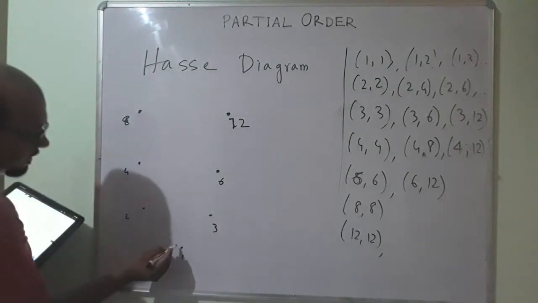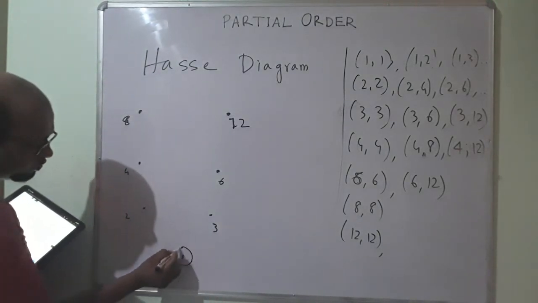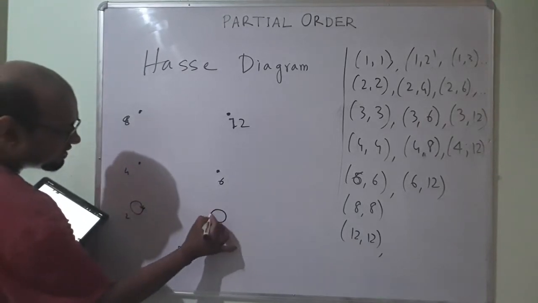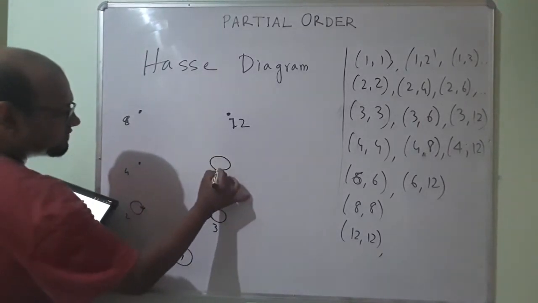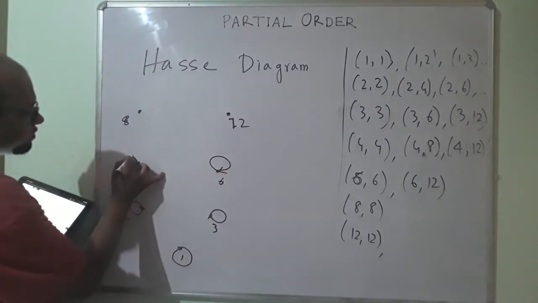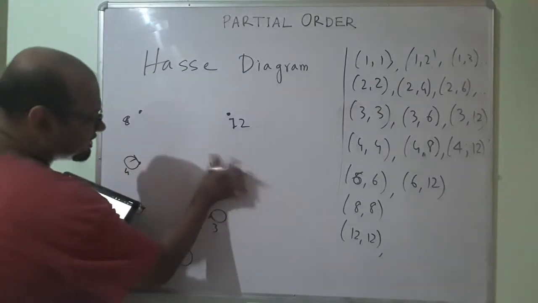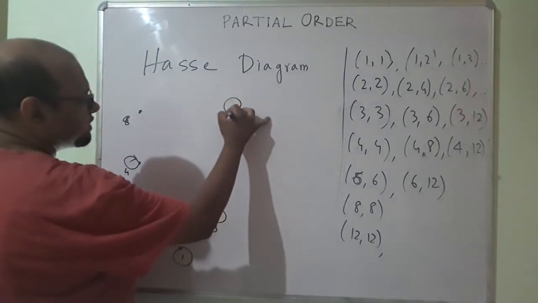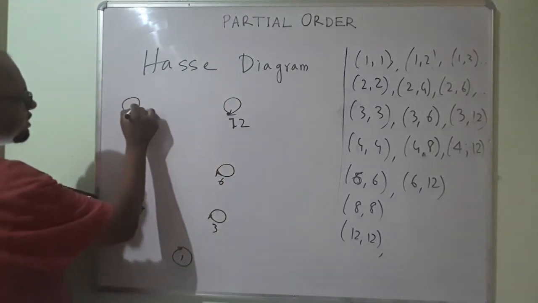So I know 1 divides 1, so there will be a loop over here. 2 divides 2, there will be a loop. 3 divides 3, there will be a loop. 4 divides 4, 6 divides 6, so there will be a loop. 12 divides 12, there will be a loop. 8 divides 8, there will be a loop.